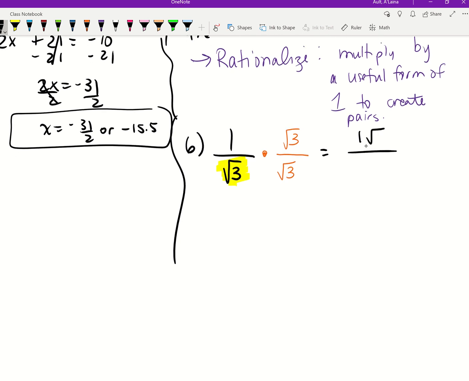I would get 1 square root 3 over root 3 times root 3 is root 9. Well, what is the square root of 9? The square root of 9 is whole number 3. This is a pair right here. This is a pair. This forms a perfect square. Notice that I no longer have a square root on the denominator, so this is a good answer. Writing the 1 is optional.